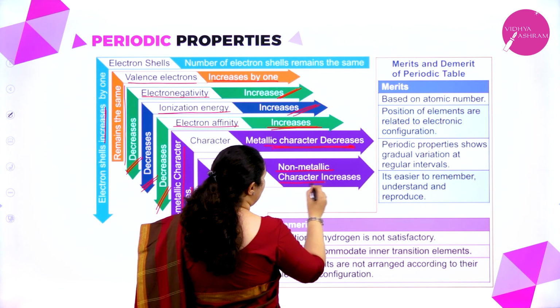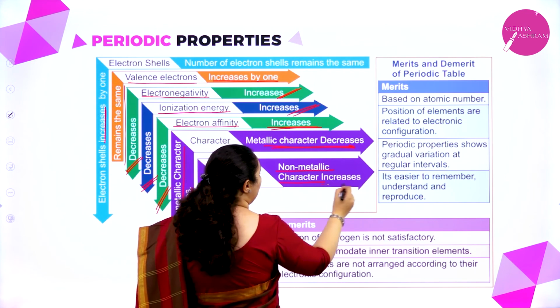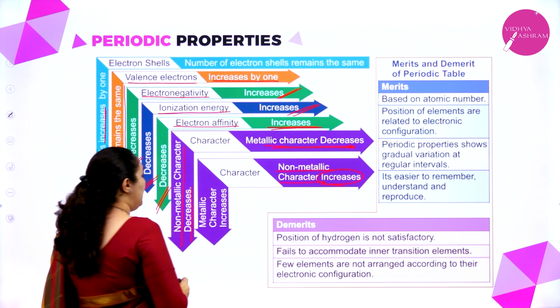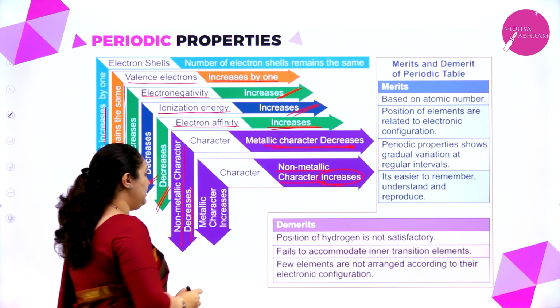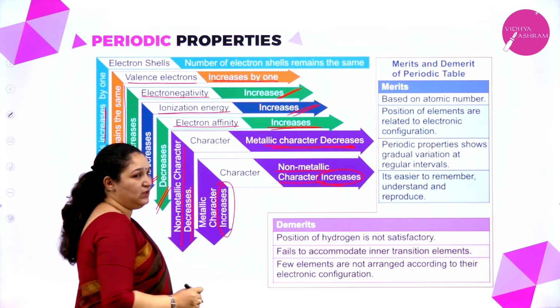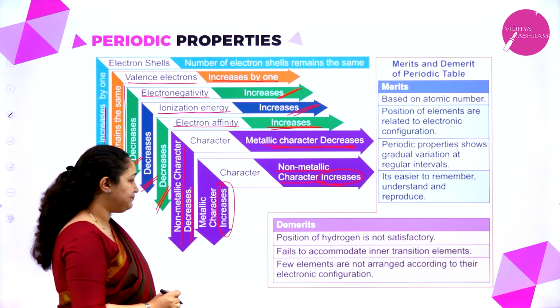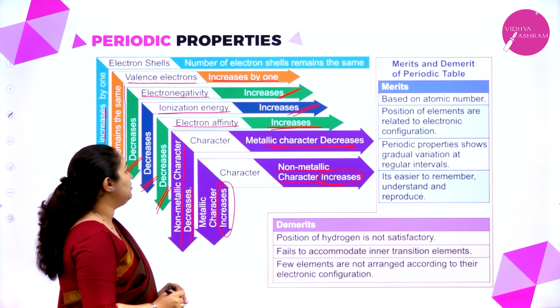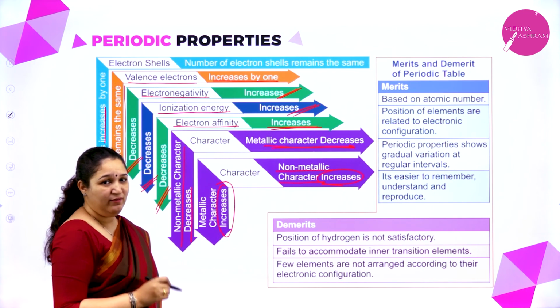Next we have non-metallic character. Non-metallic character increases as we move along the period, whereas metallic character increases as we move down the group. Okay, so that is about the different properties you have learnt.